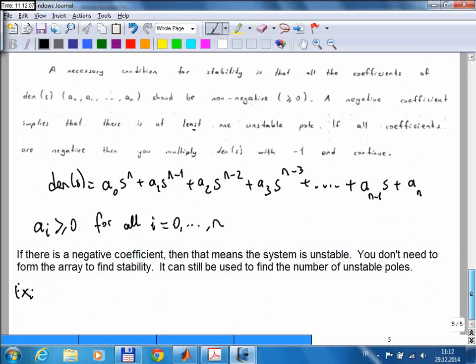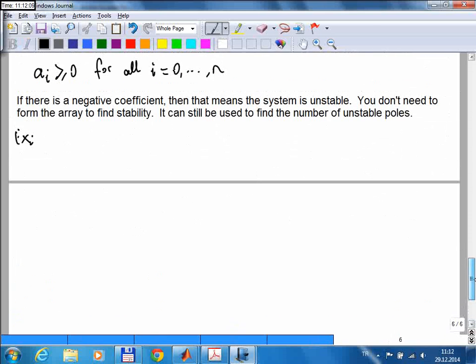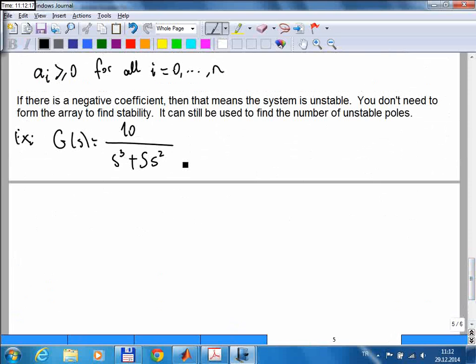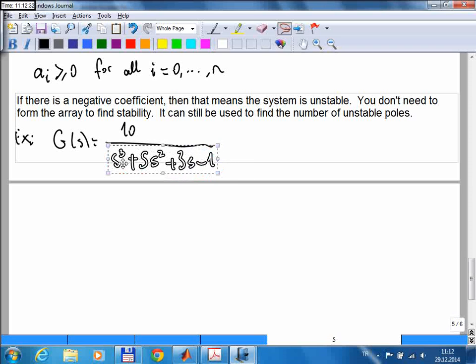So for example, suppose that your transfer function is 10 divided by s to the power 3 plus 5s squared plus 3s minus 1. Then you don't need to do anything. You can immediately tell me that the system is unstable. Why? Because this coefficient is minus 1. That is negative.